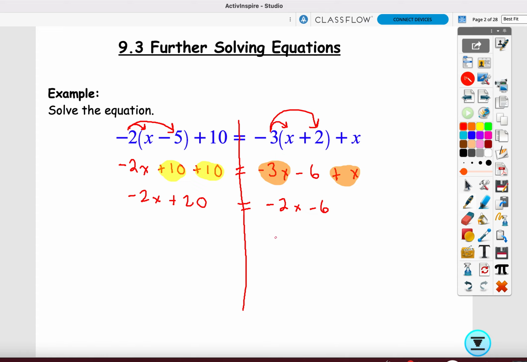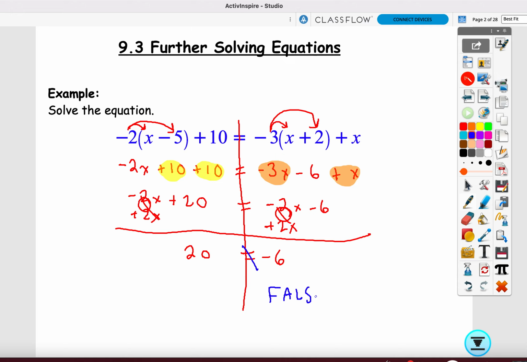Remember, our goal is to get x's on one side, so I'm going to add 2x on both sides. Notice that the two x's are opposites, so this is going to be 0, and this is going to be 0. They both cancel out, but we're left with 20 equals negative 6. This is a mathematical statement, y'all. A mathematical statement could be true or false. Does 20 equal negative 6? It does not equal negative 6. So this is a false statement.